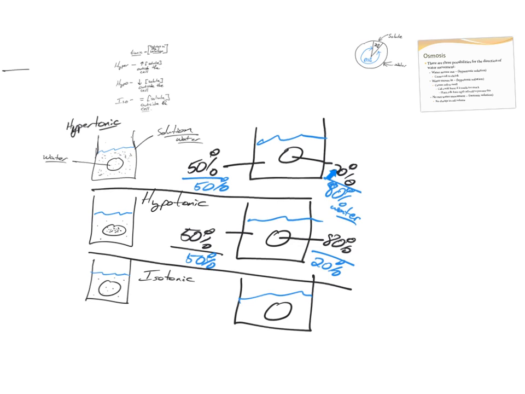20% solute. Remember, we're talking about hypertonic. What are we talking about? The concentration of solute. So what's the concentration of solute? 20% inside. And what's the concentration of solute outside? 50%. So which side is higher, outside or inside? Outside. So that makes it hypertonic.